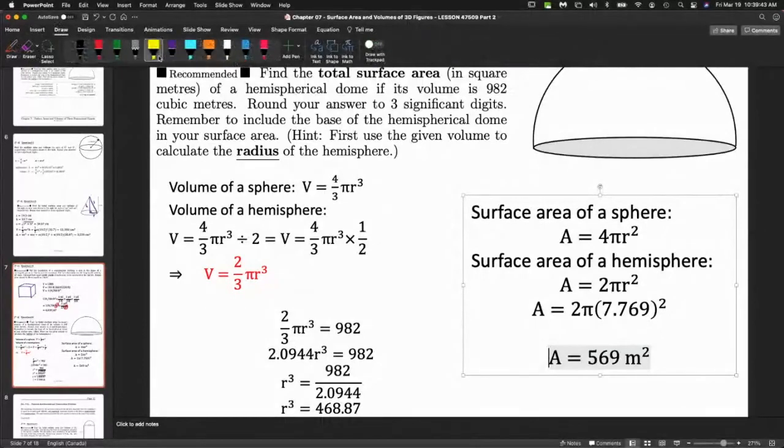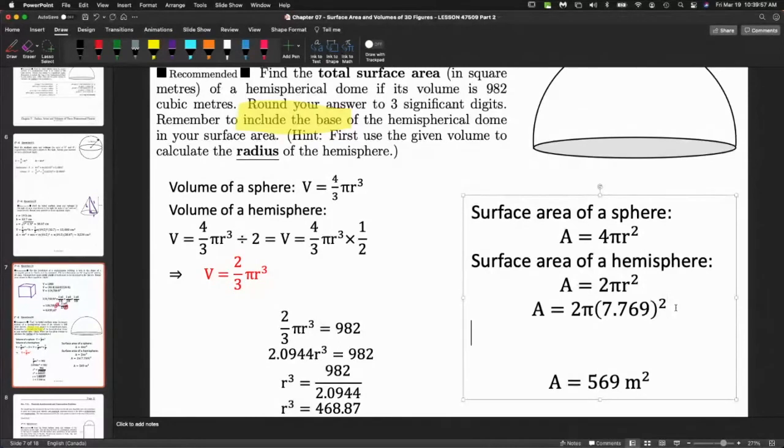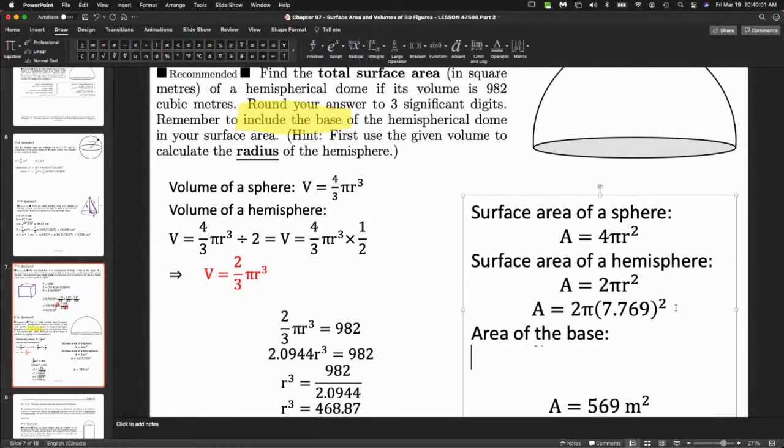The answer is here. Let me find it. Include the base. We have to include the base. So the area of the base is pi r squared.